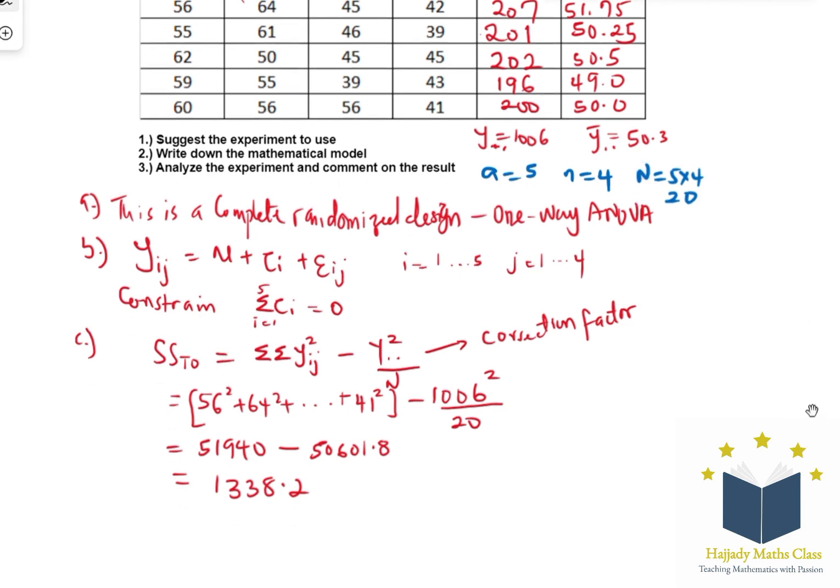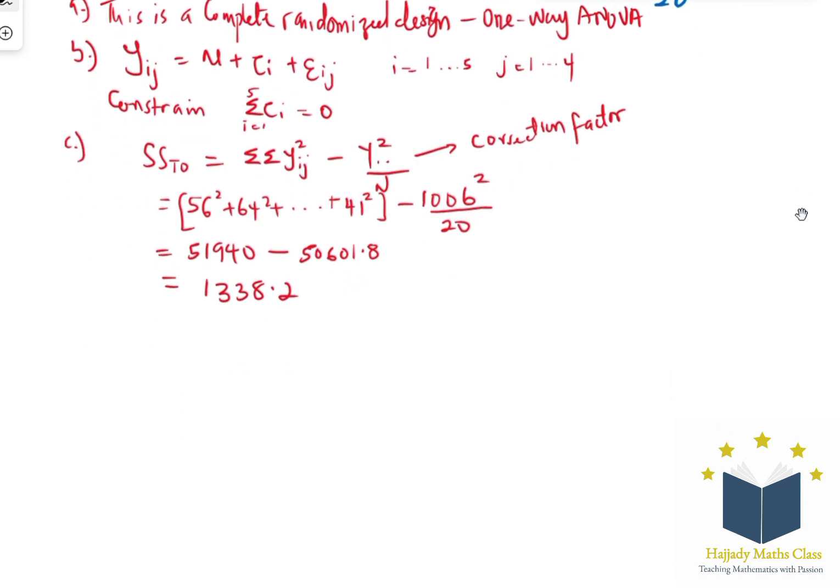After that, there's a need for me to calculate my sum of squares error. Don't forget the formula. The formula says that SS total equals SS error plus SS treatments.